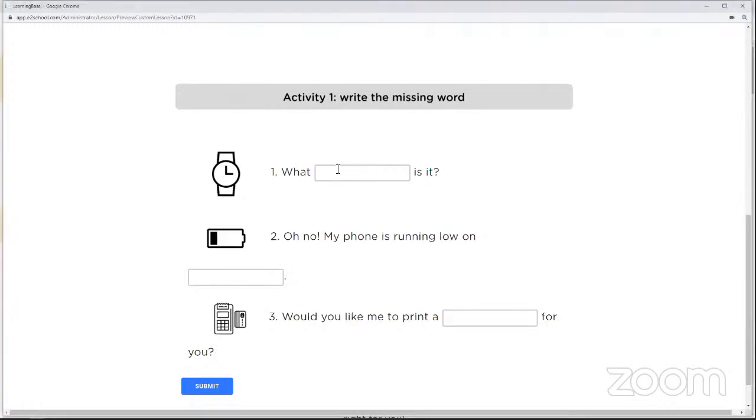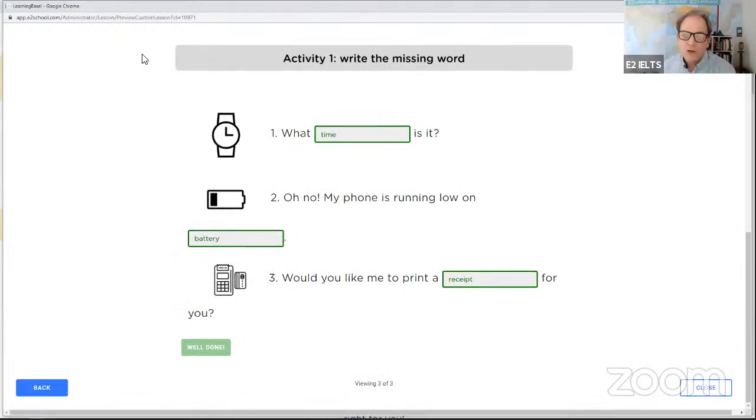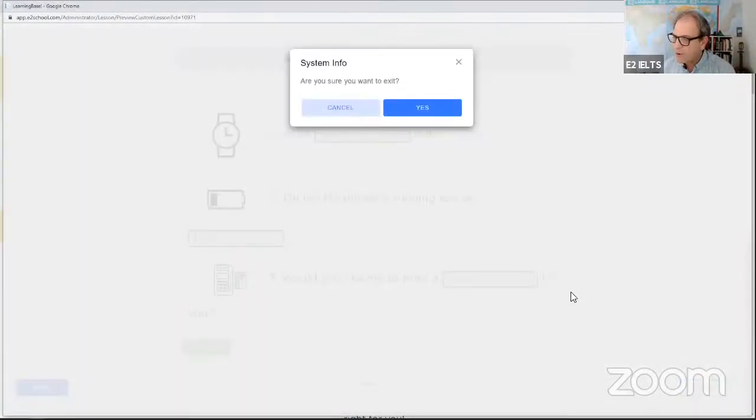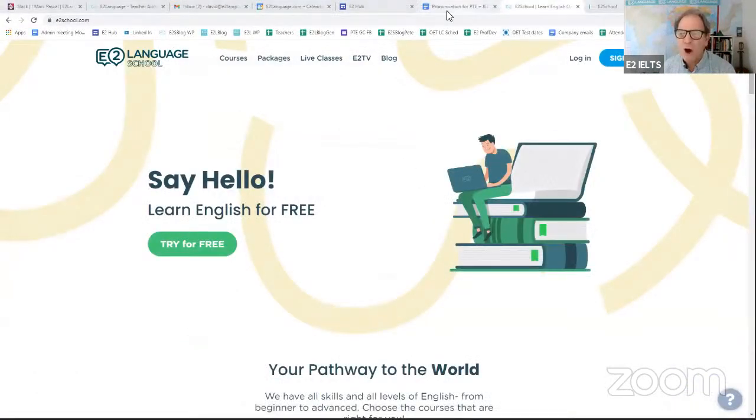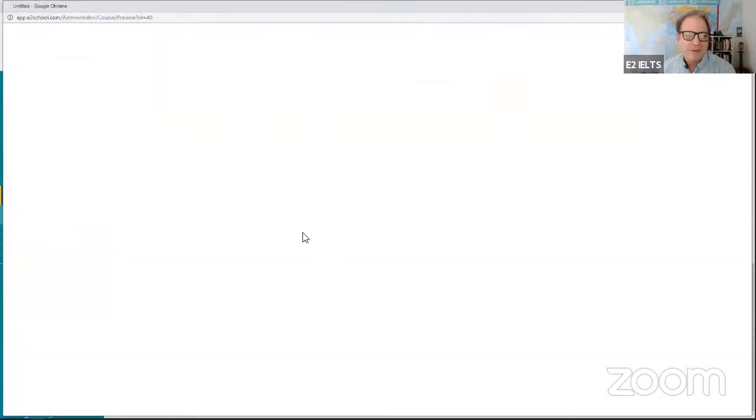So let's try it. What time is it? Oh, no. My phone is running low on battery. Would you like me to print a receipt? Are we right? Yes, we are. All t sounds. Yep. And that's all we're focusing on in this first quarter of the lesson. Hang in there with me when that drops out. We've got to make sure that our share arrangements are correct. So I'm just going to share that screen again.